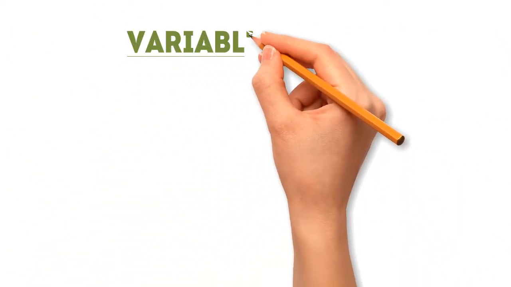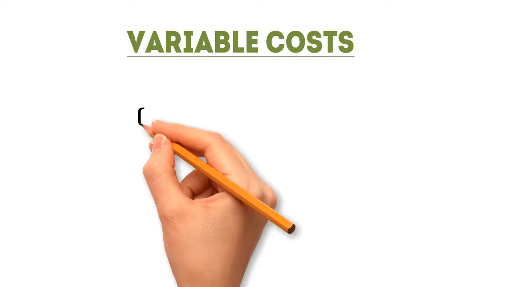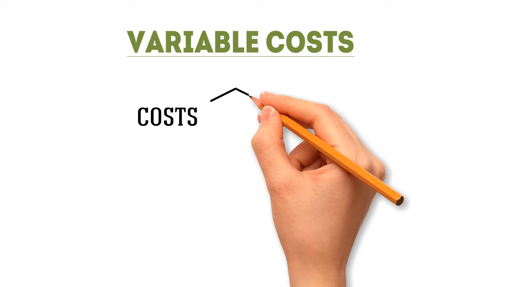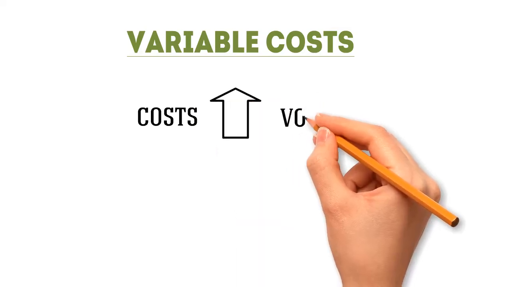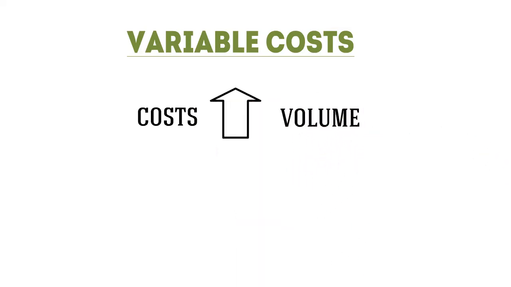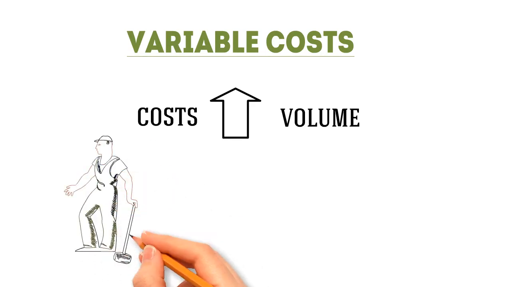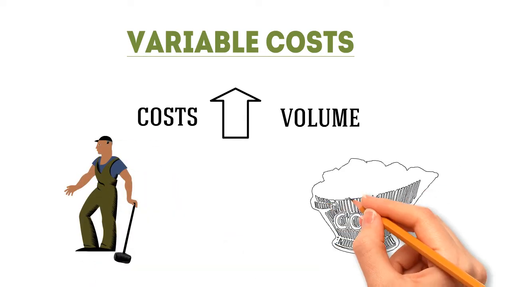And what are variable costs in CVP analysis? These costs tend to vary with the volume of the activity. And any increase in activity results in an increase in the variable cost and vice versa. For example, cost of direct labor, direct material, etc.